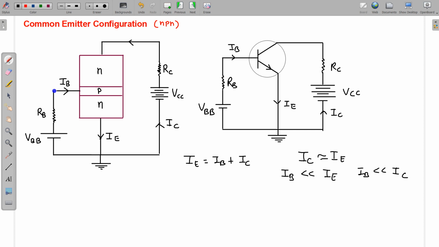Sometimes we call IB the input current, and sometimes we call IC the output current. The ratio of these two currents is denoted by beta, and beta is written as IC divided by IB. So IC is the output current and IB is the input current, and this ratio is known as the current amplification factor.